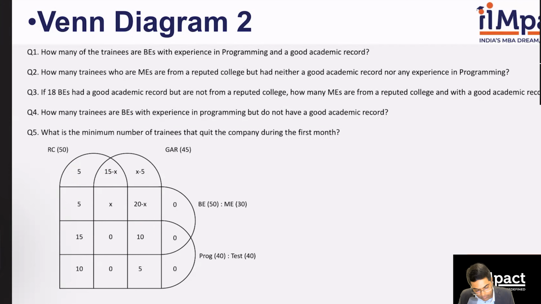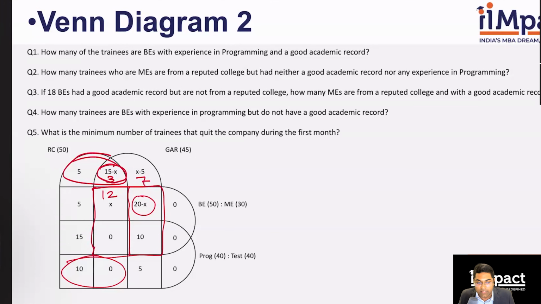If 18 BEs had a good academic record, so BE with good academic record is this whole thing, but are not from a reputed college, so this part. That means this is 8. So X becomes 12. This becomes 3. This becomes 7. That's what I've been told. Then how many MEs are from a reputed college? So this part and this part with a good academic record. So only this part. So it's 3. That's it. 15 minus X is 3. That's my answer. Let's look at the next question.